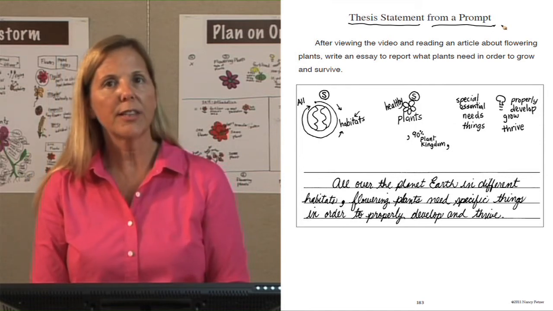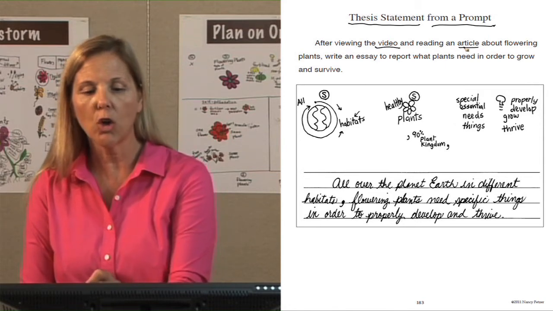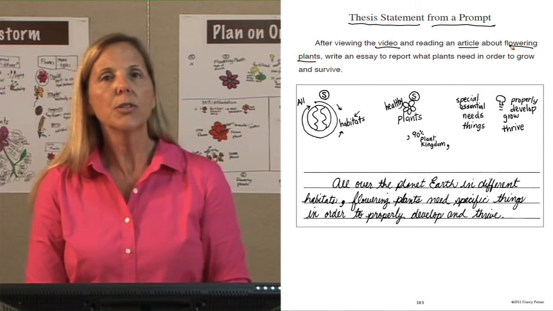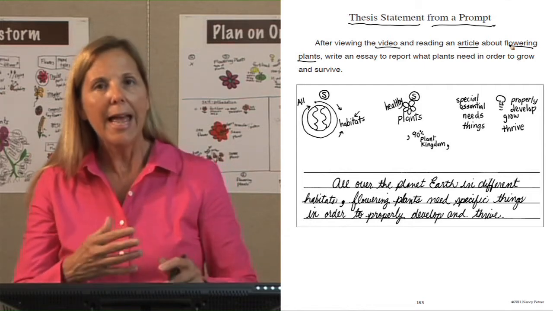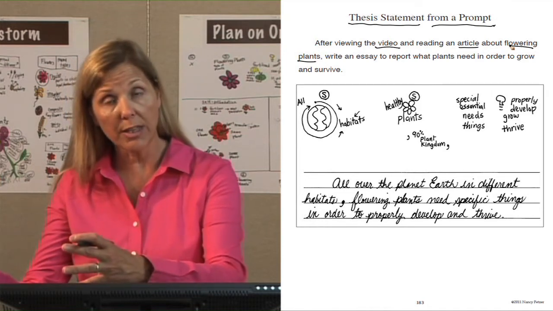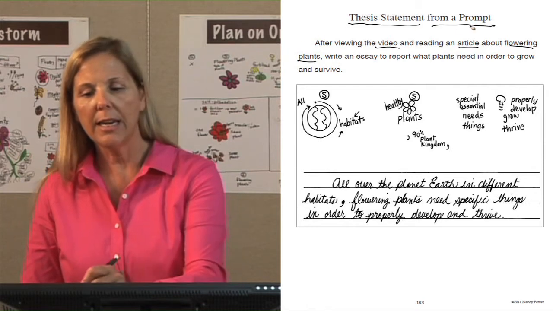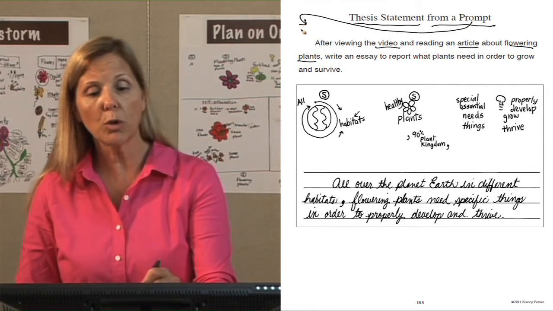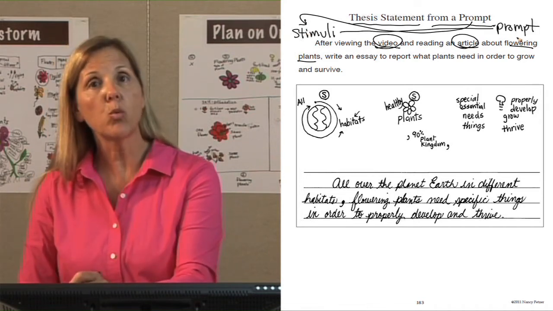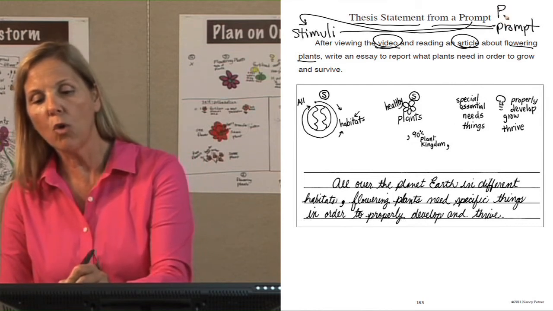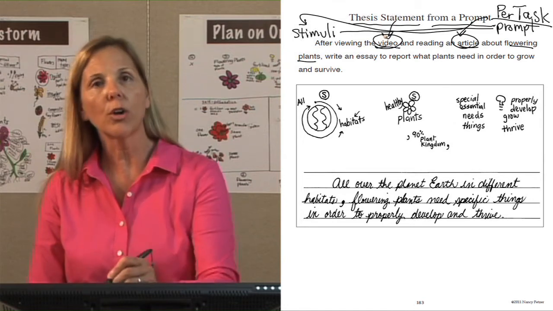Here is a prompt that the students received after viewing the video and reading an article about flowering plants. So the students had watched a video about flowering plants, took notes on it, and then they had another resource where they read about flowering plants. So this prompt is one in which the students were given stimuli, a video and an article. Then they were given a writing prompt, a performance task in which they were using the information they gathered in the article and the video.